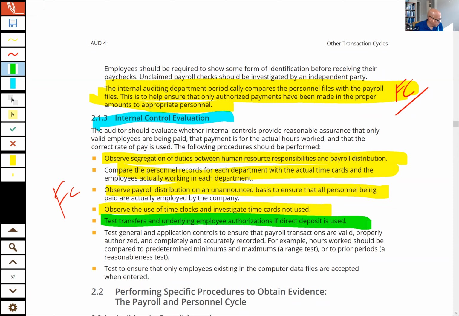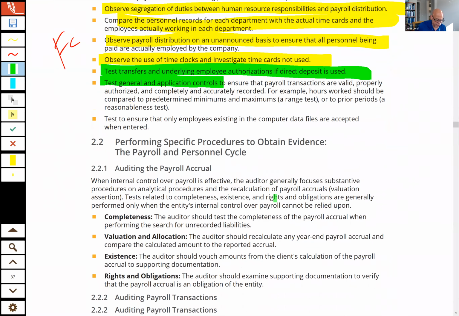Okay, good. Now they tell us that we need to test both general and application controls. General controls are things like password use. Application controls apply to a particular application, the payroll application. You should test both of those.